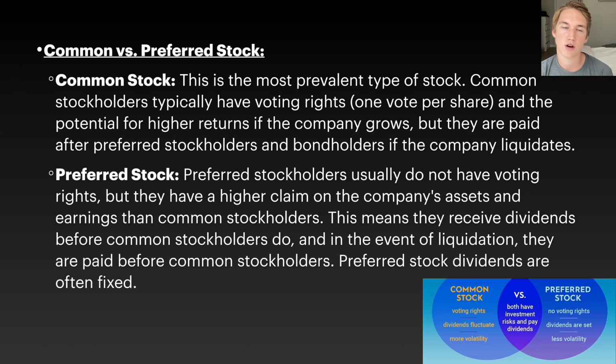Preferred stock dividends are often fixed, so they don't change. Dividends are lump sum payments that can be paid every month, quarter, or year, and it's kind of like a way of showing appreciation for holding their stock. It's a bonus for stockholders to hold the company. It's an incentive for investors.